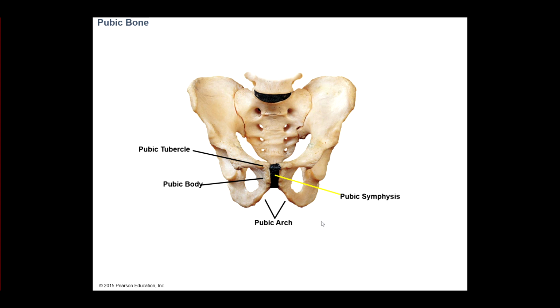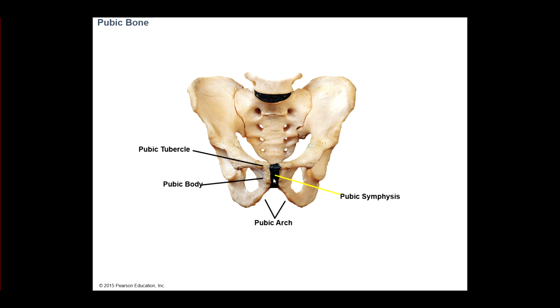Okay, and then the last slide for this lesson. Here we're just seeing the pelvis from the front. Here's the pubic bone. Again, you can see the body right here. The bump on top is the tubercle. Again, this would be the inferior pubic ramus right over here. One more time, this bend right here is the pubic arch, and the last thing would be the pubic symphysis.